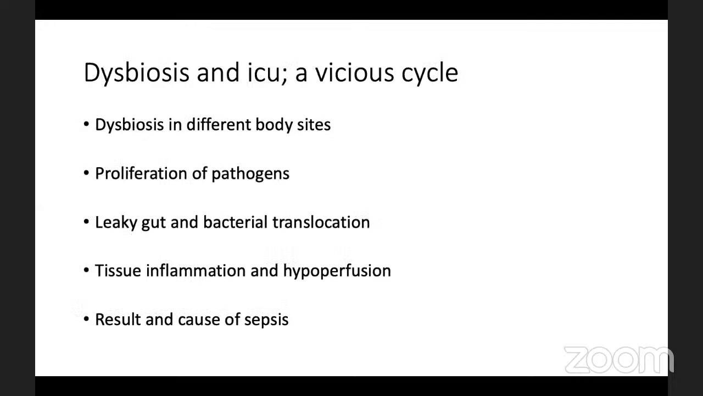So in summary, dysbiosis and sepsis is actually a vicious cycle. When you have dysbiosis in a body site, it's going to lead to proliferation of other microorganisms. The disruption of the gut barrier is going to lead to translocation of these unnecessary microorganisms to other body organs, inflammation, hypoperfusion, and then life-threatening organ dysfunction, which is sepsis.